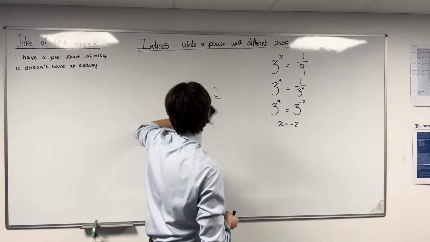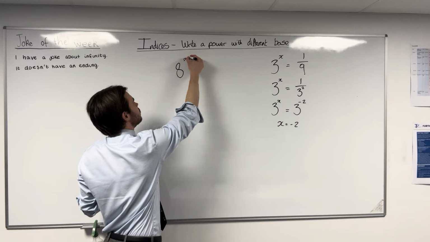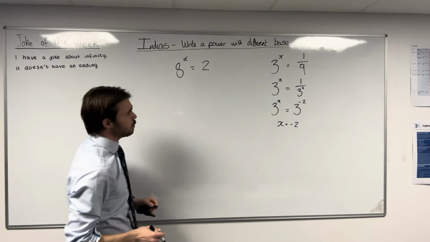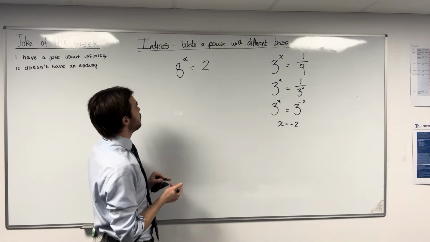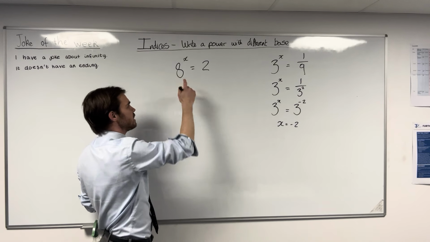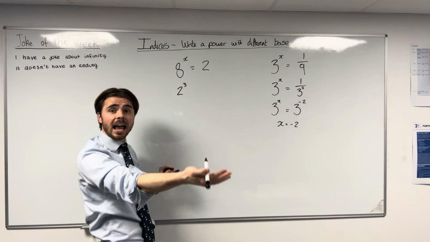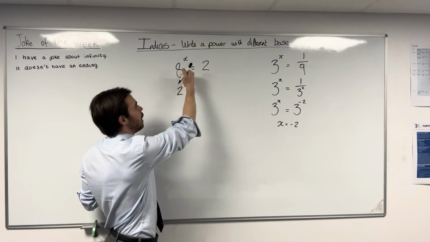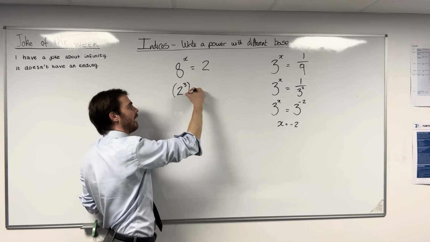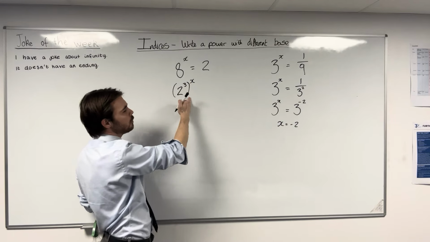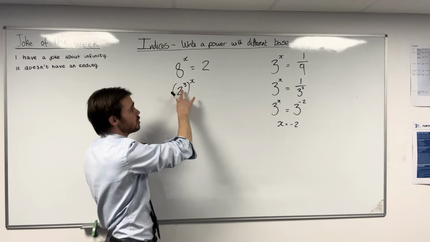So this time we are going to do 8 to the power of x equals 2. So this time we have to change this 8. So how do I go about doing that? I'm going to change this 8 into 2 to the power of 3 because 2 times 2 times 2 equals 8. Now, as I've only changed the 8, there would still be an x acting on all of this. That's why I've used the brackets, because the x power is acting on all of the 8, which is 2 to the power of 3.